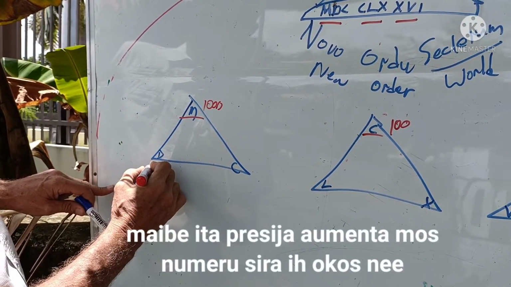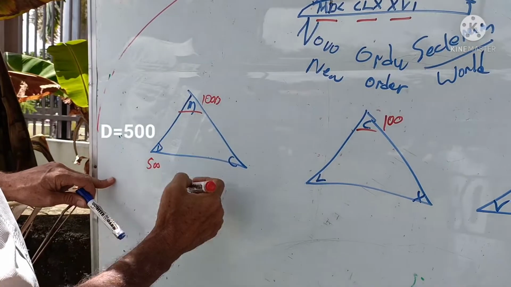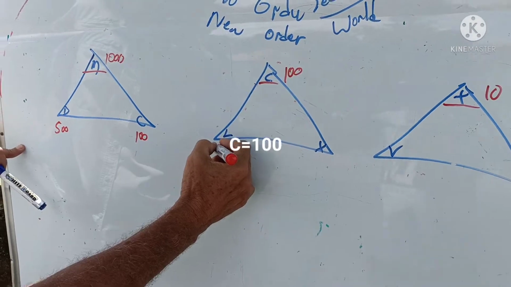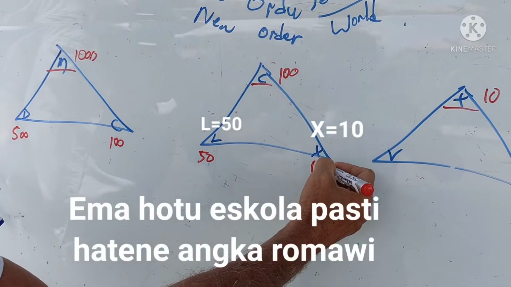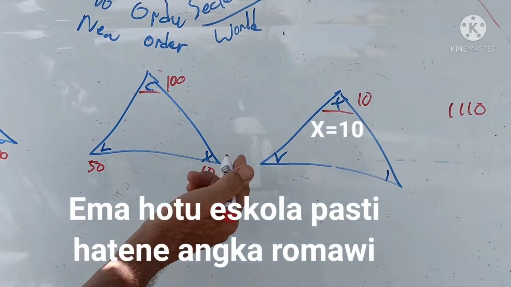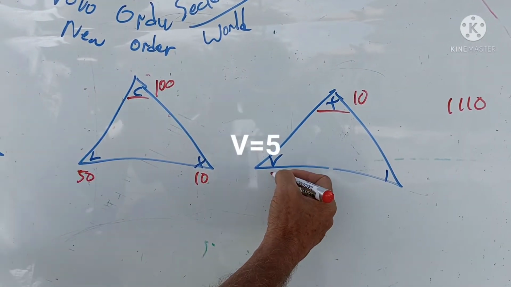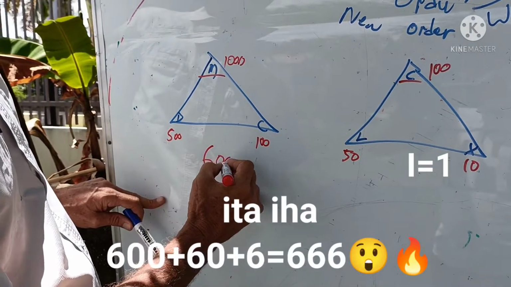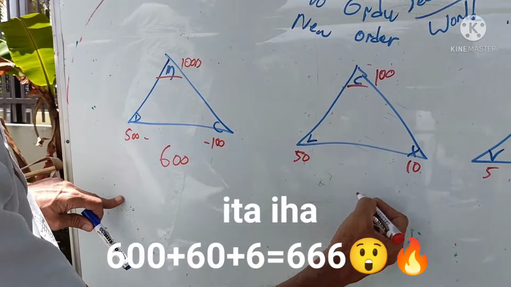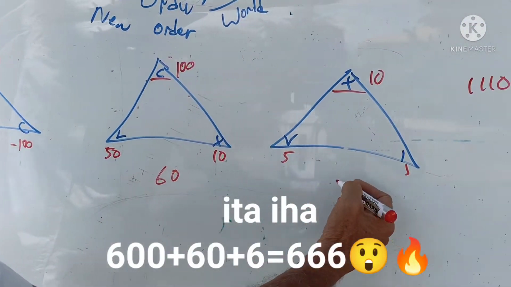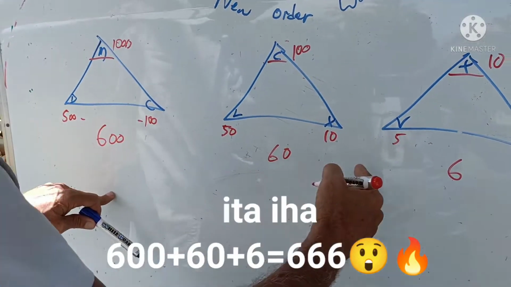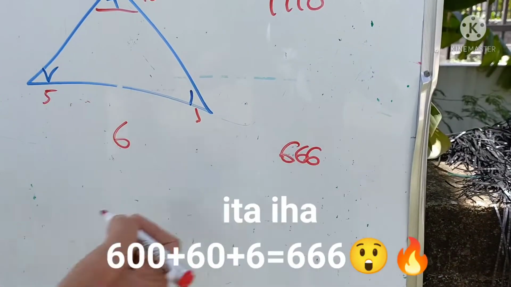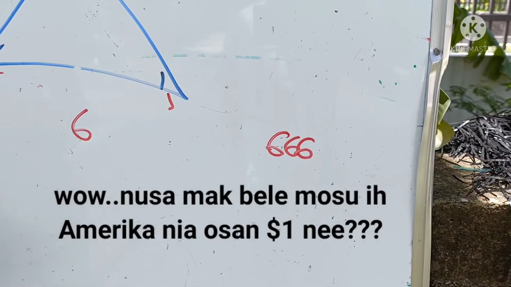The D stands for 500 in the Roman numeral. The C is 100. The L is 50. And the X is 10. Everybody that went through school knows this if they learn their Latin numbers. The V is 5. And the 1, of course, is 1. So we have 600 here when you add these two together. Add these two together, you get 60. Add these two together, you have 6. So what is the total of this one? 666. Isn't that interesting? Why is this on the American dollar?